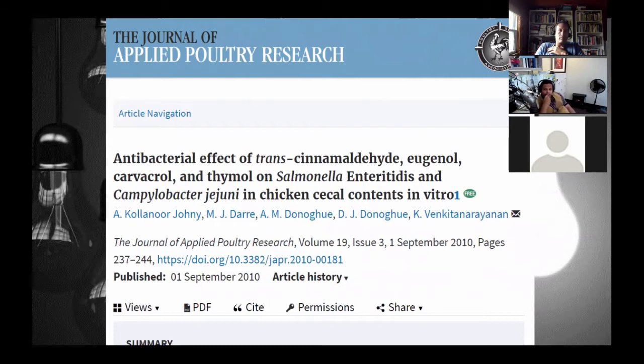We tried to investigate the antibacterial effect of transcinnamaldehyde, eugenol, carvacrol, and thymol on Salmonella enteritidis and Campylobacter jejuni in chicken cecal contents. Although it was actually in vitro data, which means data that was generated based on laboratory trials, not field trials, that actually gave us a lot of impetus to move along with the actual chicken studies, which led to the next experiment. Can you move to the next slide, Mark?